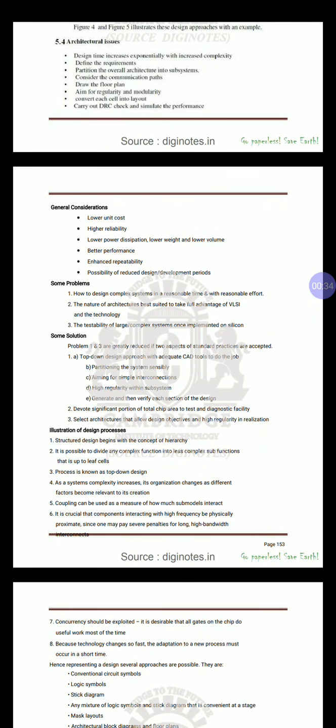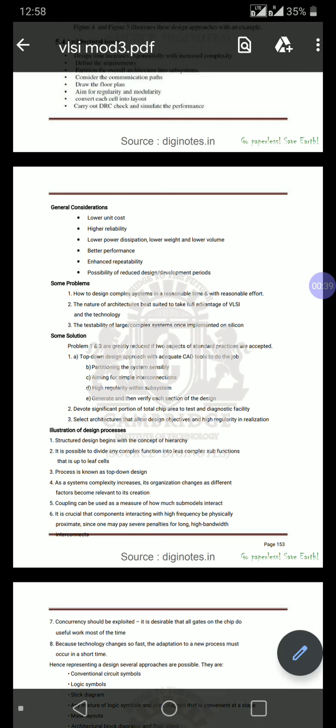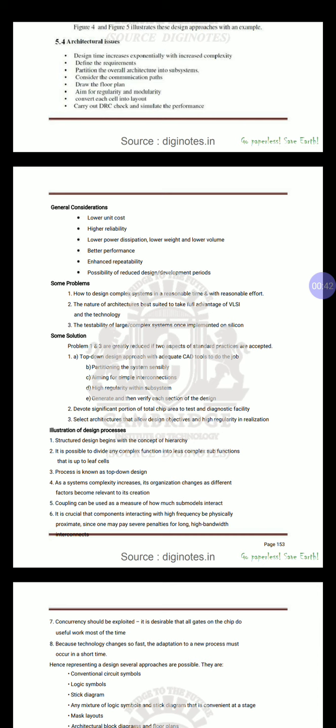and now we'll discuss what are the architectural issues. First one is design time increases exponentially with increased complexity. Define what the requirements are, and we can partition the system into subsystems. Consider the communication paths for the subsystems. Draw the floor plan. Aim for regularity and modularity, and convert each cell into layout.